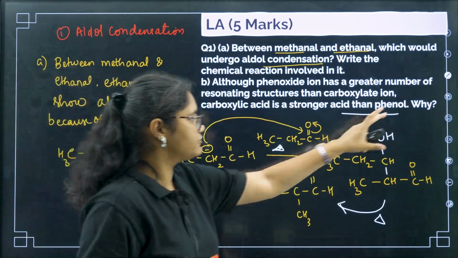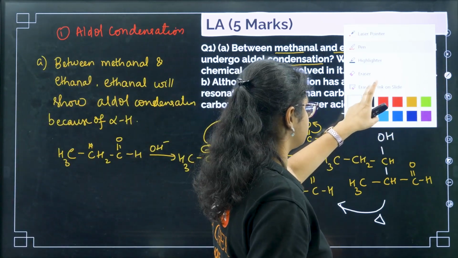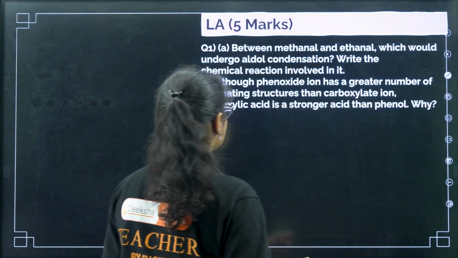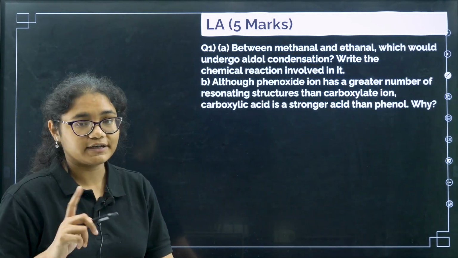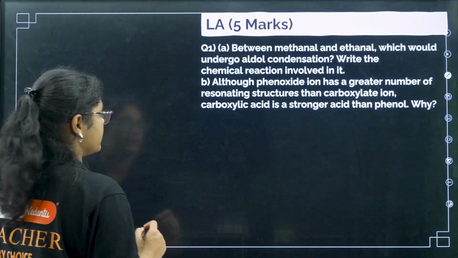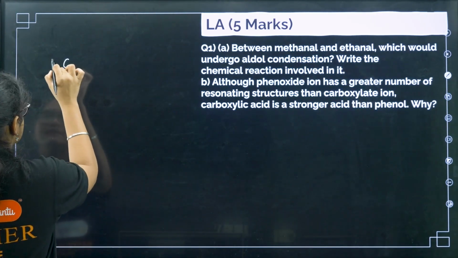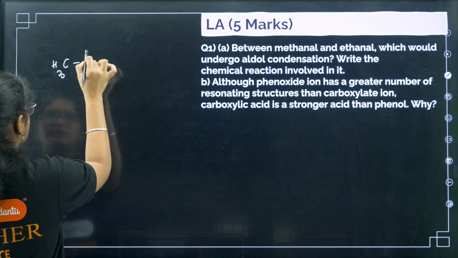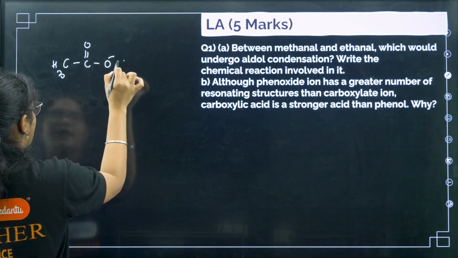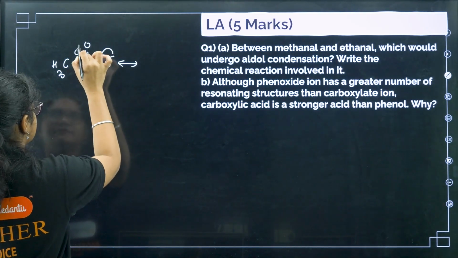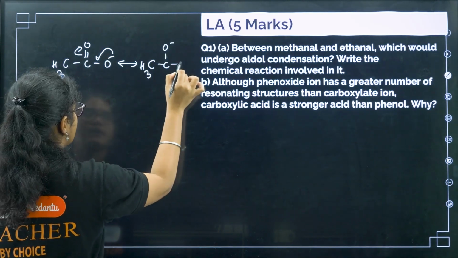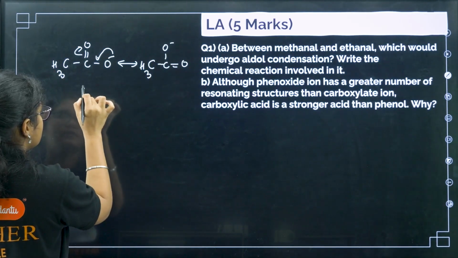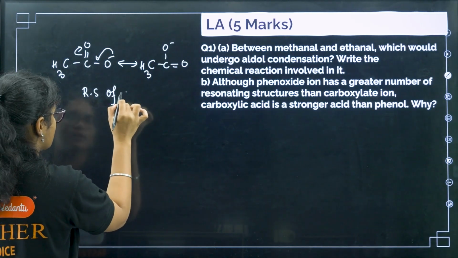First one clear. Now for the second one I'll be telling you, so I'm erasing this one. Okay, now see, for the second one what you need to do, you have to first draw the resonating structures. Okay, carboxylate ion, so for example you have CH3 C double bond O, O minus, and its resonating structure will be like this, right? CH3 C O minus, double bond O. Here you have to write resonating structures of carboxylate ion.